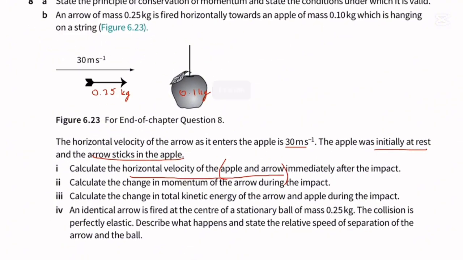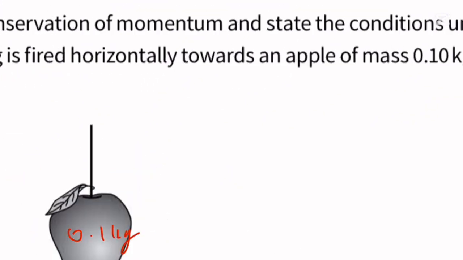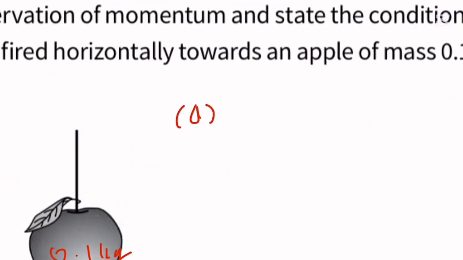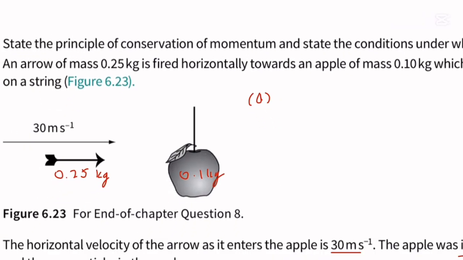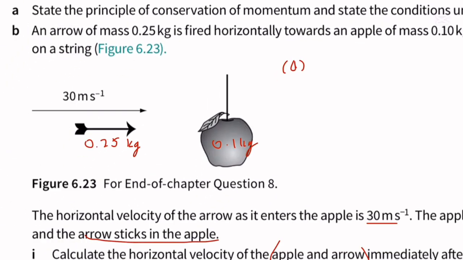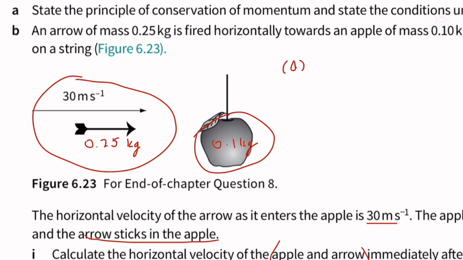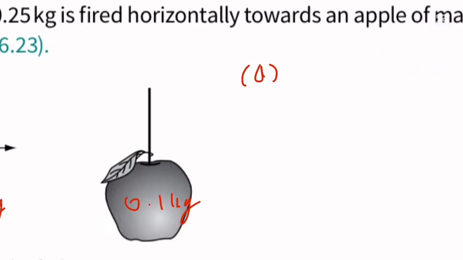So how is this going to work? You're going to use conservation of momentum. We have to find the total momentum before the collision. Since the apple is at rest, it doesn't have momentum. Remember, momentum is mass times velocity. If velocity is 0, then momentum will be 0. So to find the arrow's momentum.